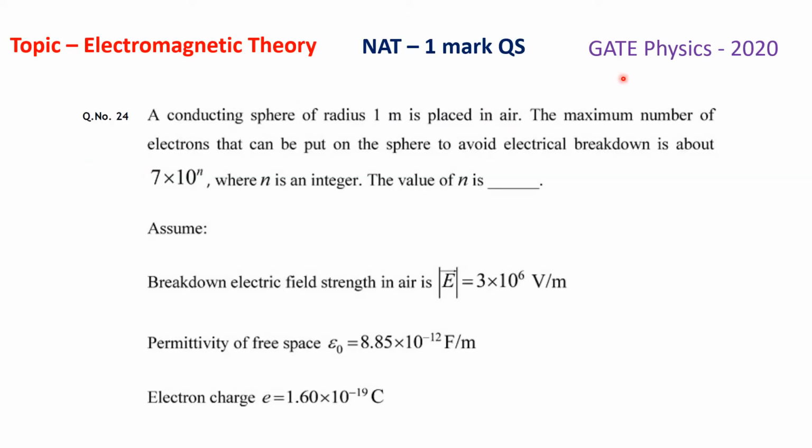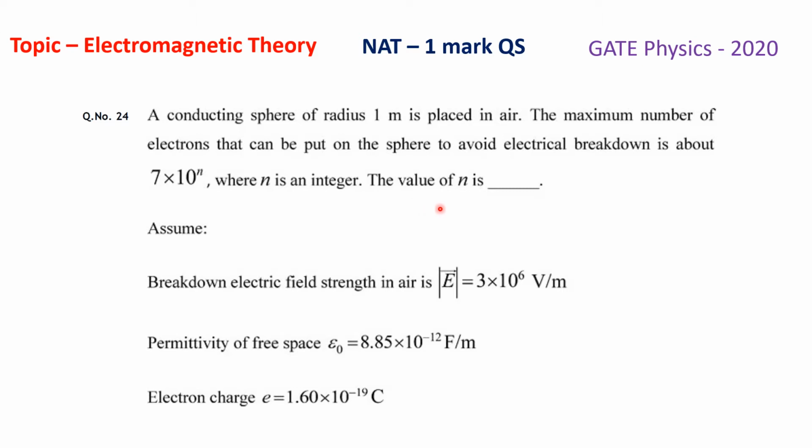This question was asked in the GATE Physics paper 2020. This is a numerical answer type question having 1 mark. The topic of the question is electromagnetic theory. The question is, a conducting sphere of radius 1 meter is placed in air. The maximum number of electrons that can be put on the sphere to avoid electrical breakdown is about 7 times 10 to the power n, where n is an integer.